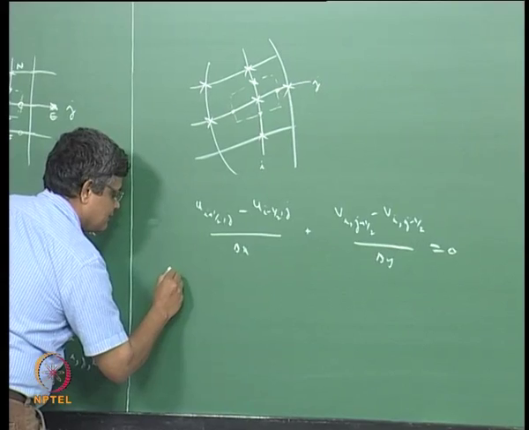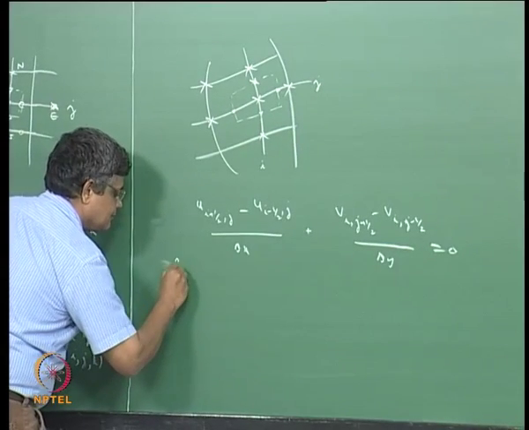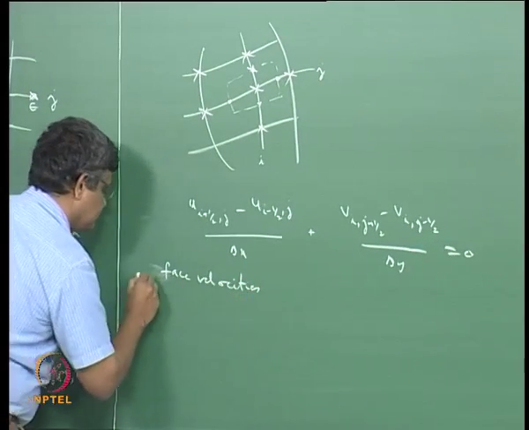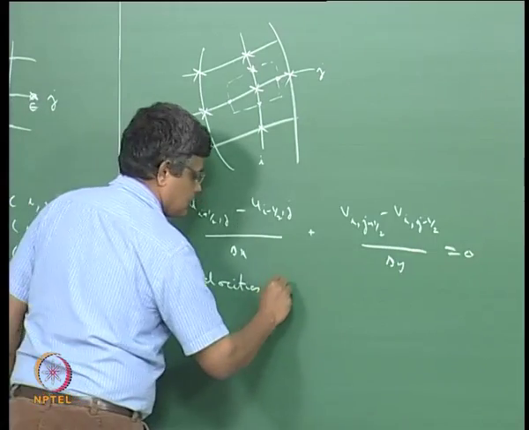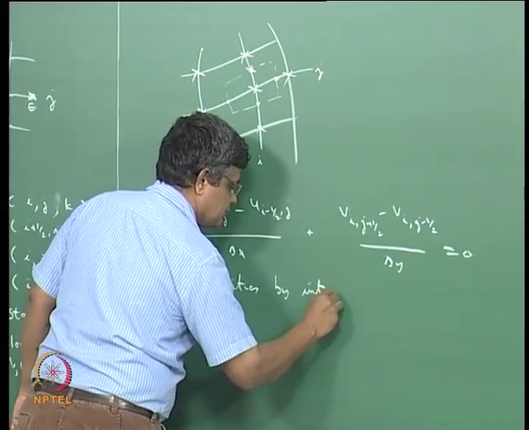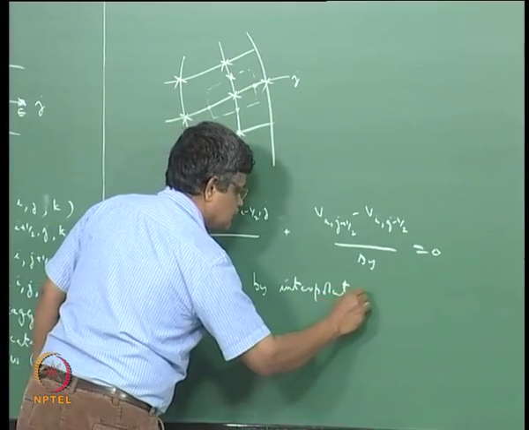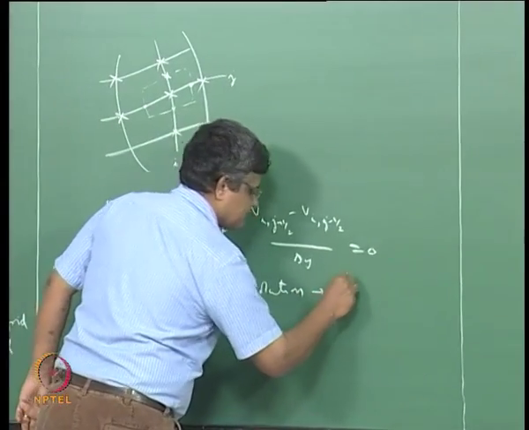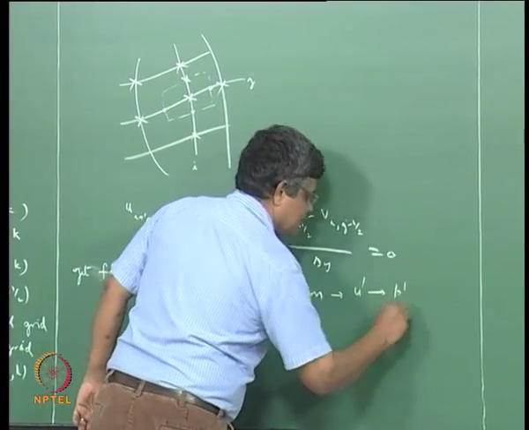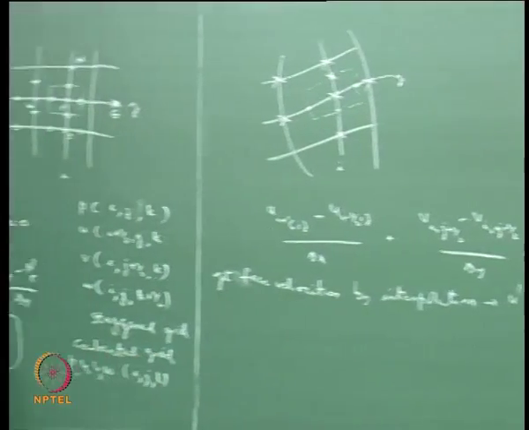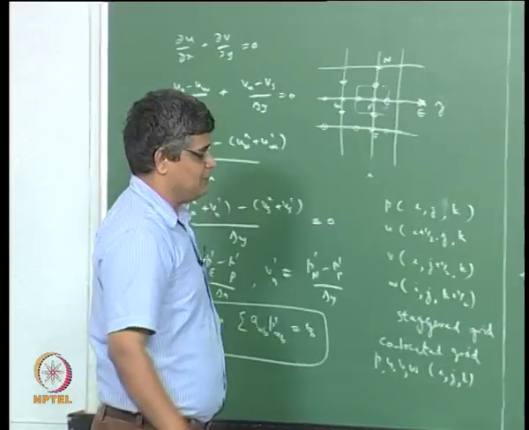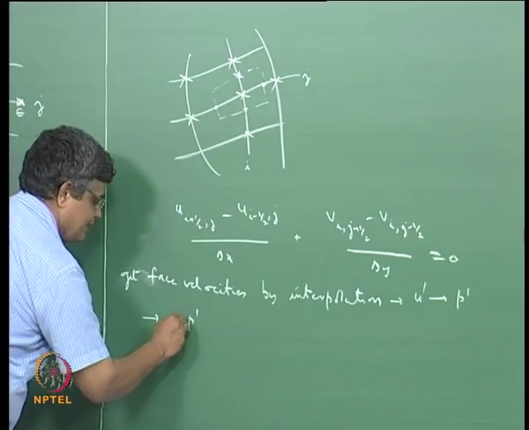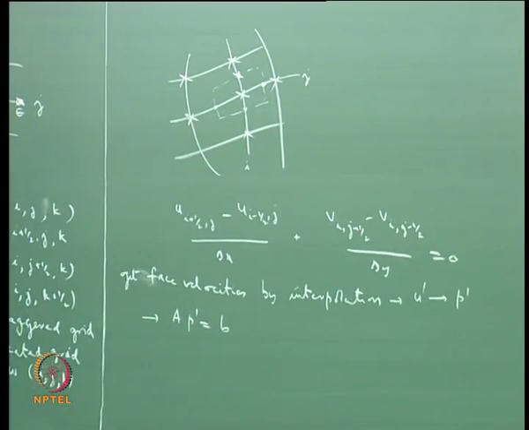So we can get face velocities by interpolation. And then we can substitute this in terms of fluctuating quantities and then convert this into pressure correction in this particular way, and then we can finally get an equation for pressure correction like A P equal to B type of thing in this way.